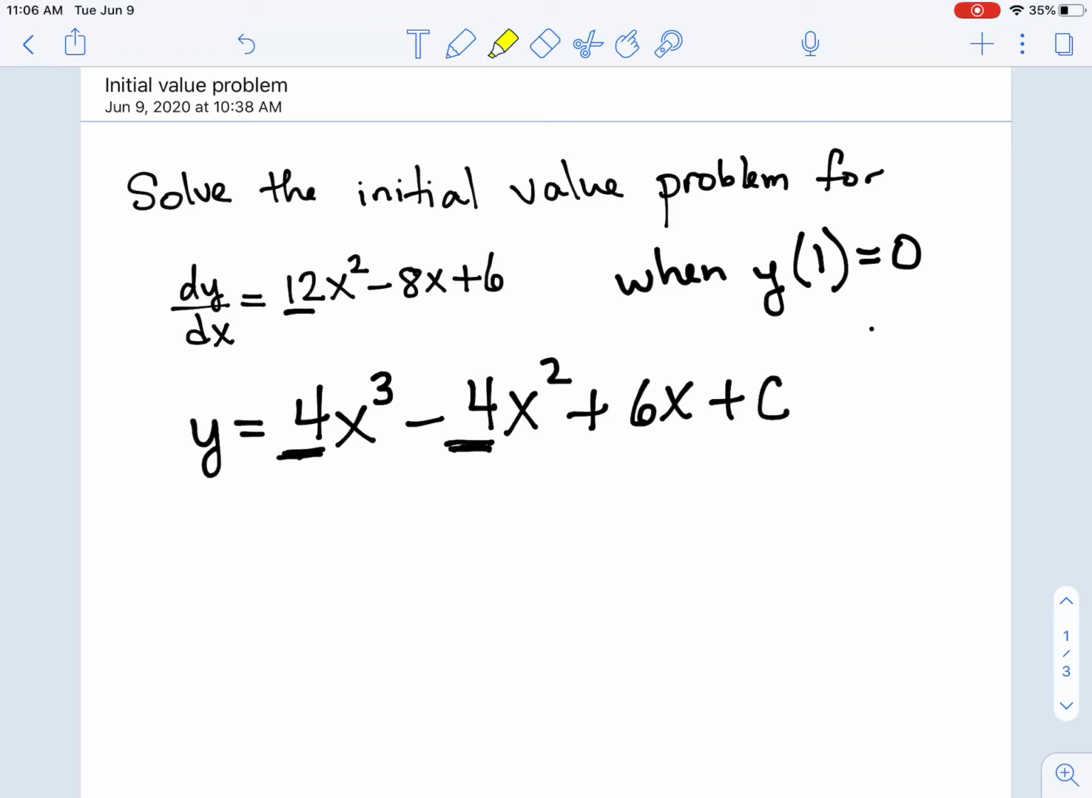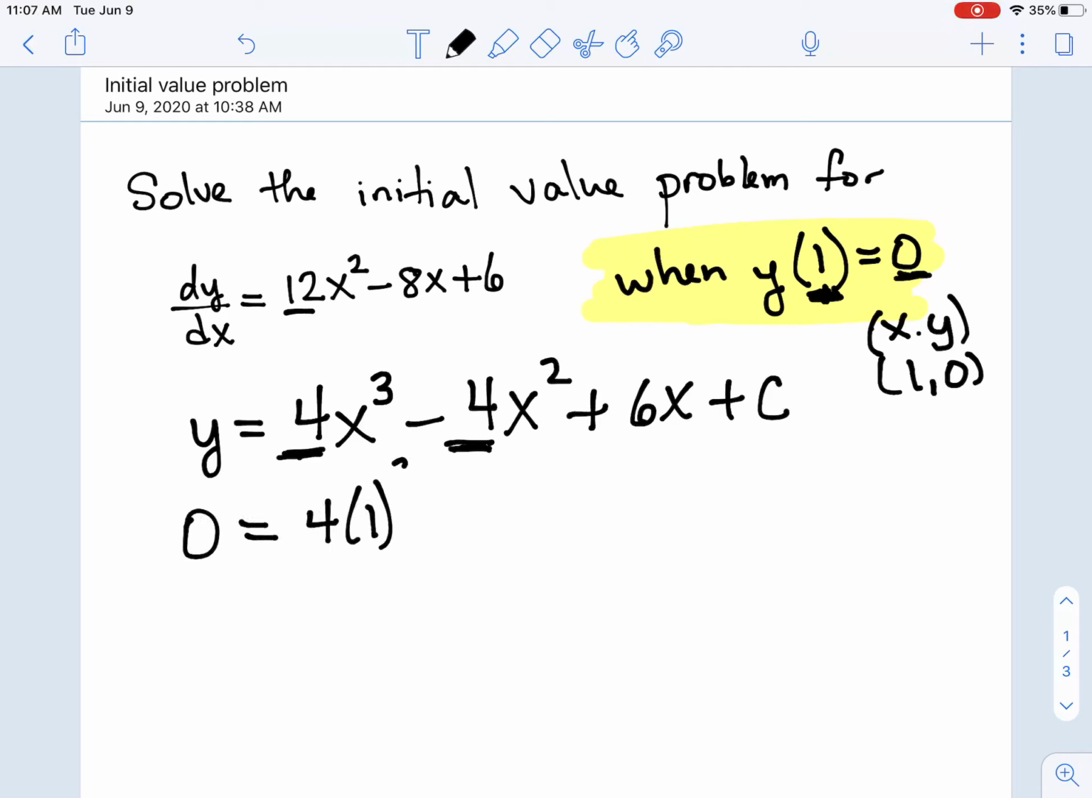So right up here in this section, I highlighted it in yellow. My iPad got reset, so it's doing crazy things. This means I have the point x, y, which is the point 1, 0, because this is y of x. This is always the x value in the parentheses, and then this is the y value. So I'm going to plug in 0 for y and 1 for x, and then I'll be able to find c. I'm plugging in 1 for x and 0 for y.